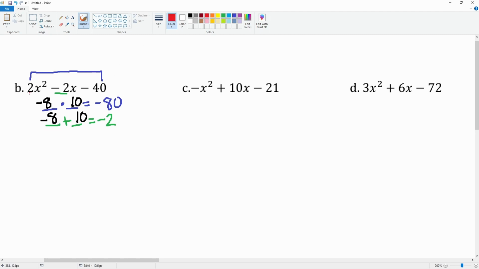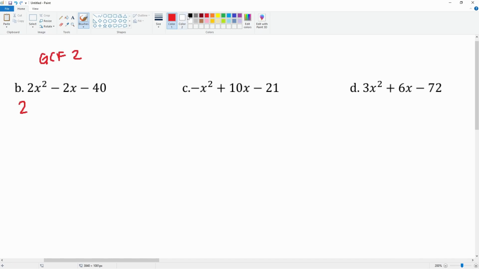All right, so now you're going to divide by, oh no, I messed this up. So look, there was a GCF here. I noticed 2, 2, and 40. The GCF is actually 2. So if you pull out a 2, you're left with x squared minus x minus 20. See? Always try to pull out the GCF first.